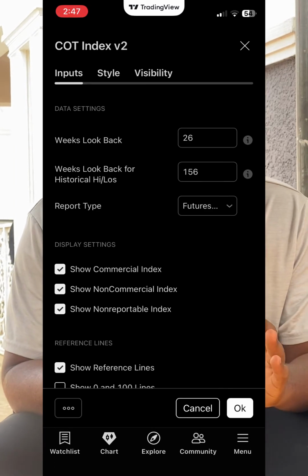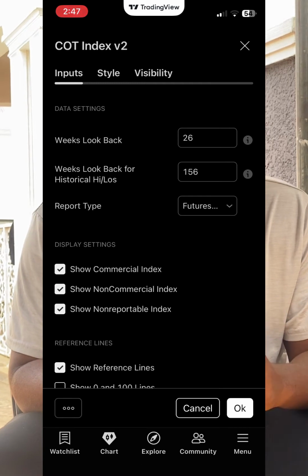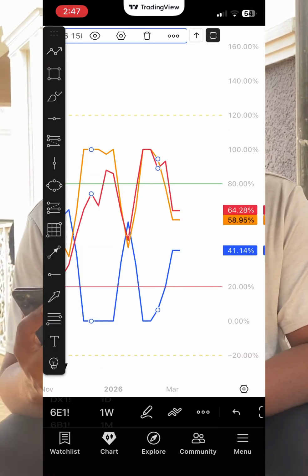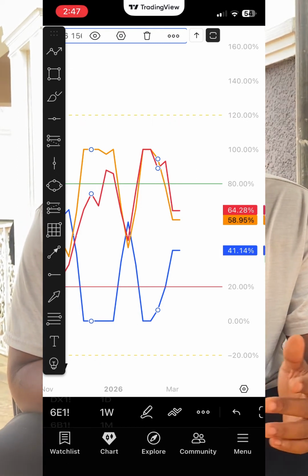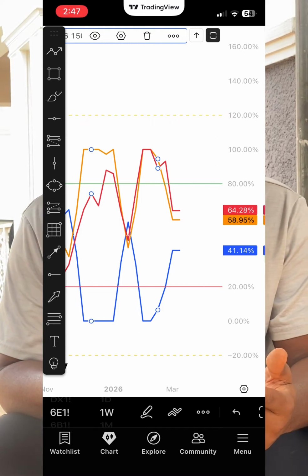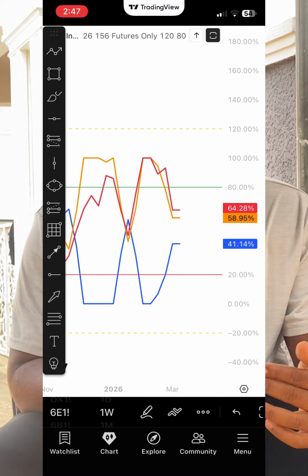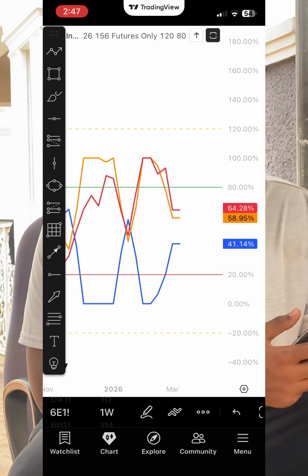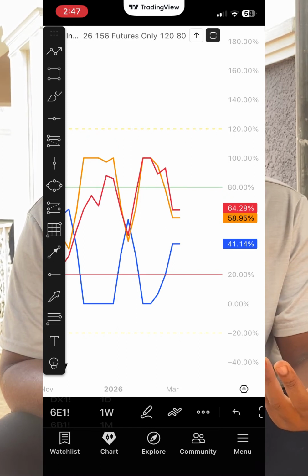I first of all start from the 26-week look back. So I look back 26 weeks, because 26 weeks is half a full year. So that is 6 months. I look back to see, compared to 6 months, are the institutions more bullish or more bearish? Are they more bullish or more bearish compared to the last 6 months? And that is important because you'll be able to gauge bias in the market.